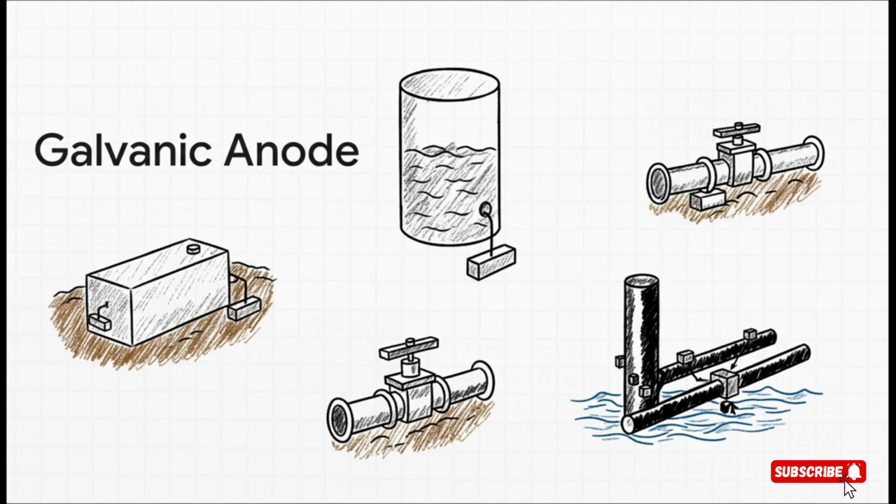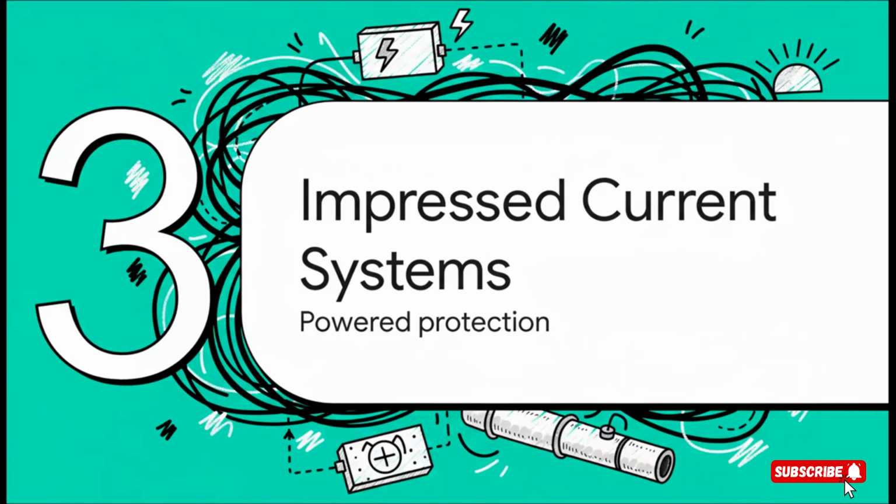Now, resistivity is just a measure of how hard it is to push electricity through something. Think of it like trying to push water through a tiny straw versus a fire hose. High resistivity soil is like that tiny straw. Because galvanic systems have a low voltage push, they just can't get enough current through that high resistance soil to protect a large structure.